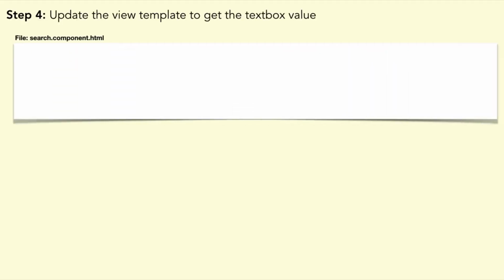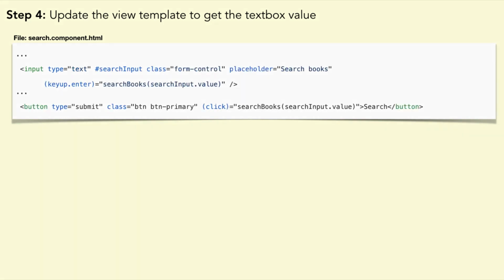So step 4 is to update the view template to get the text box value. Here we are going to make use of the Angular event binding. So click is an event, and we're going to bind it to the searchBooks method, and we're going to pass in the text box value.